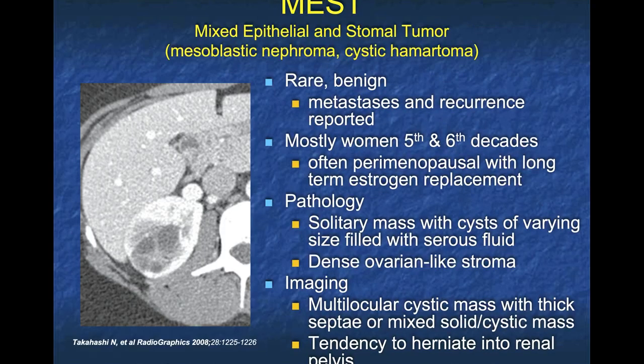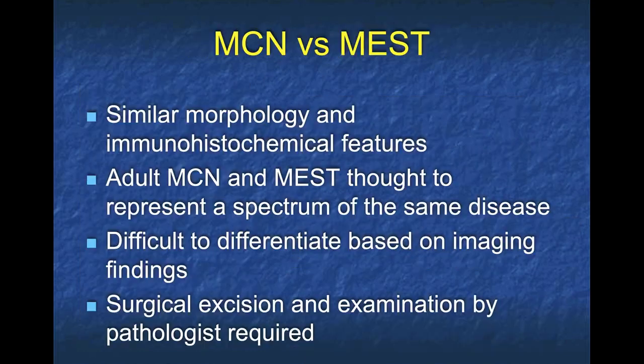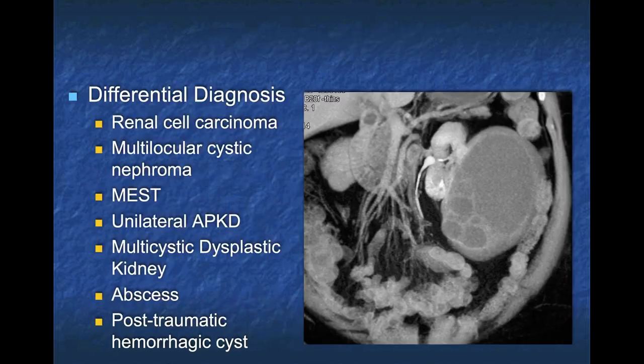Now, the MEST tumors, again, everything in this world is abbreviations these days, but it is a mixed epithelial and stromal tumor. It used to be known as a mesoblastic nephroma or cystic hamartoma. It's rare, again, loculated fluid collections. MCN and MEST are hard to distinguish from an imaging perspective. I think if you mention both of those, you're probably going to be right.